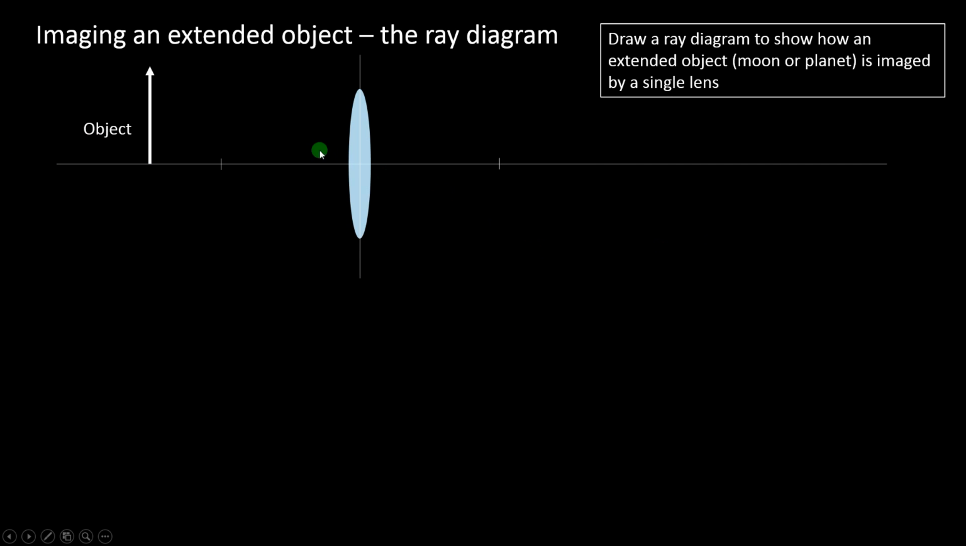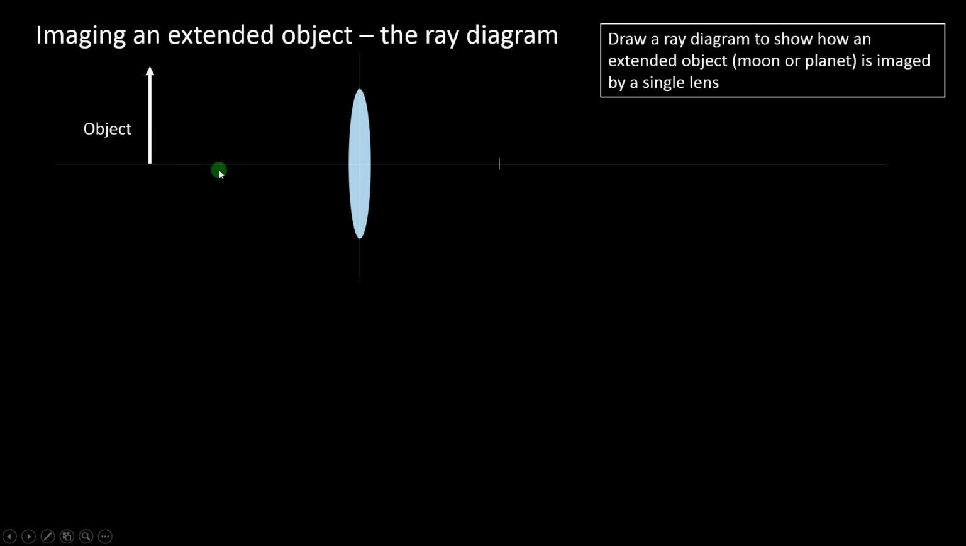So when we draw objects, the traditional way to do it is with an arrow, and we'll see why that is in a second. It's largely so you can actually see which way up the object is. So this could be the moon, for example. Now obviously the moon is going to be a lot further away than just a little bit further than the focal length of our lens, but the principle remains the same here. Okay, if your object is outside the focal length of your lens, then this is the diagram you will draw.